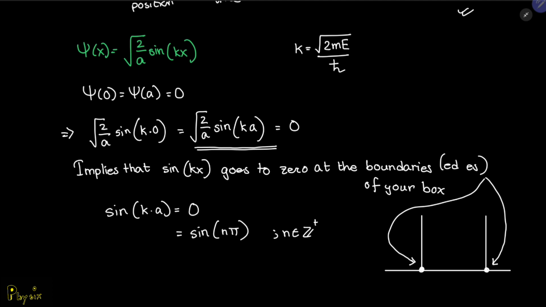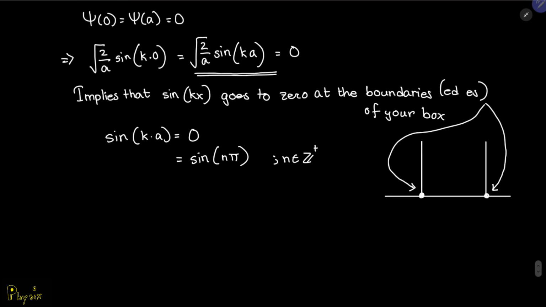All right, since sine ka is equal to sine n pi, we can take the sine inverse of both sides, and then we can write that ka is equal to n pi. And if we separate out k, this leaves us with k being equal to n pi all over a. All right, so we have an expression for k all over here.